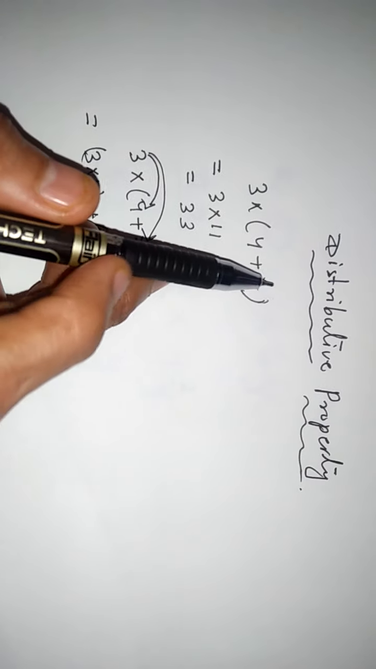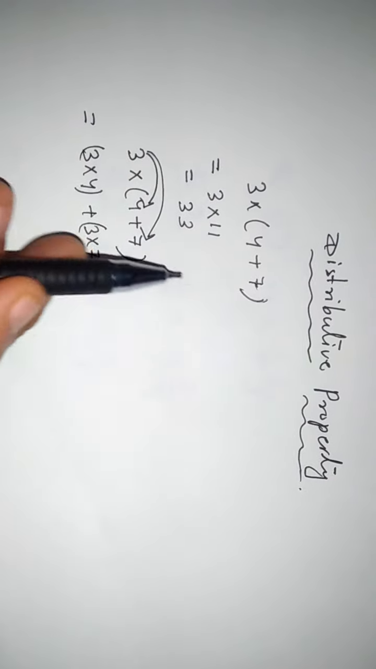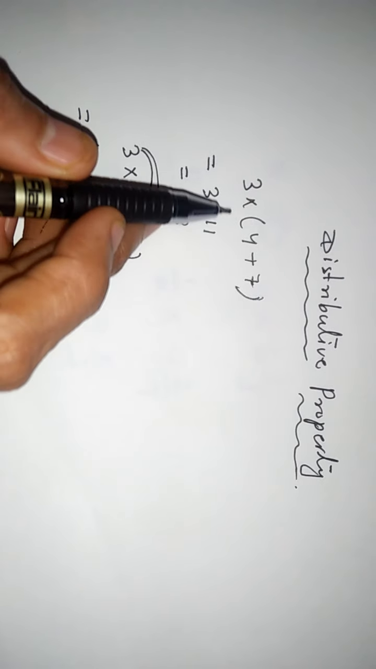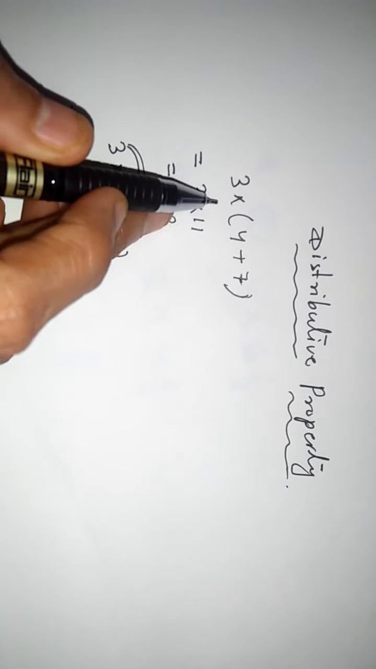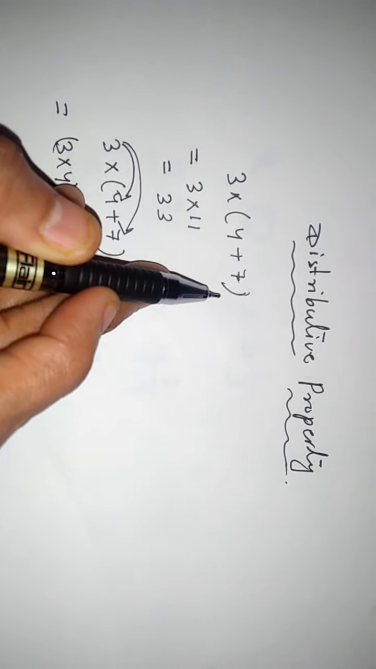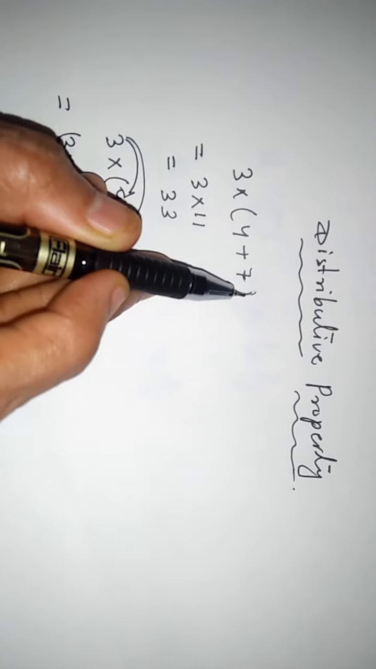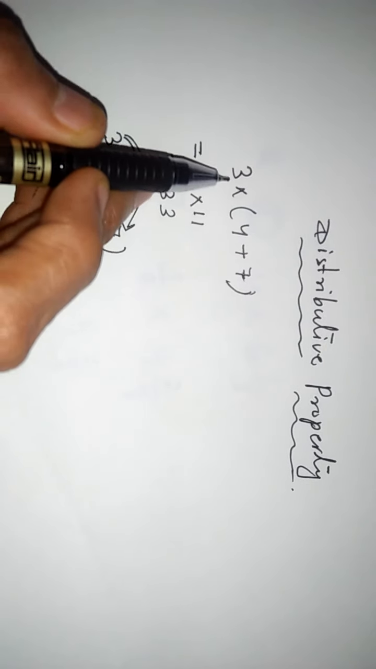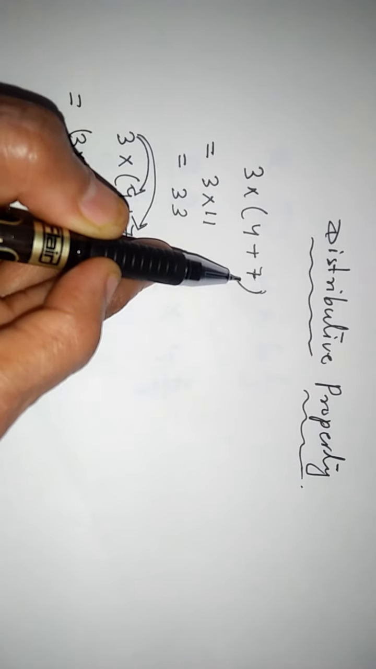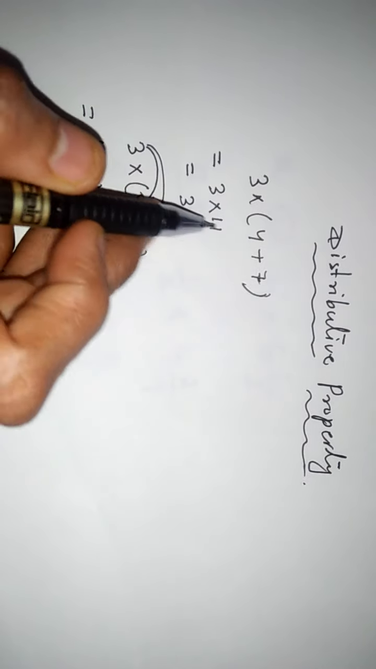So, distributive property. What do you mean by distributive property? Till now, students, you know the BODMAS rule, how to solve a calculation according to the BODMAS rule. If I multiply 3 into 4 plus 7, according to the BODMAS rule, you have to solve the bracket first, and after that do the multiplication.